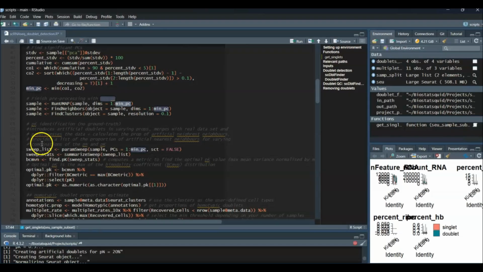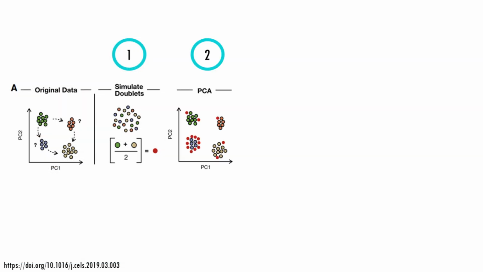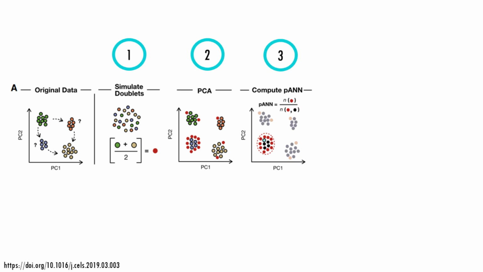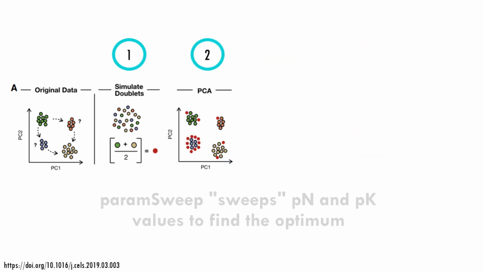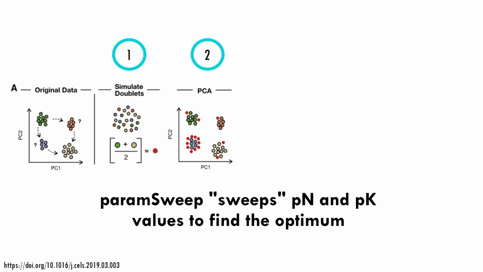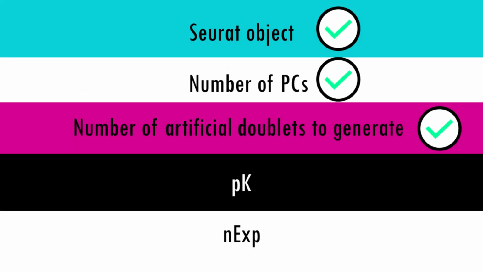So the following functions basically introduce artificial doublets in varying proportions, merge them with our dataset, and then preprocess the data, and then calculate the proportion of artificial nearest neighbors for different combinations of pN and pK. This allows us to identify the optimal pK value. And finally, we estimate the homotypic doublet proportion.